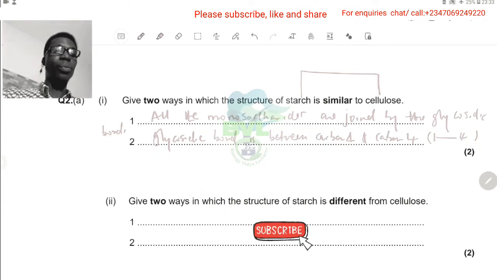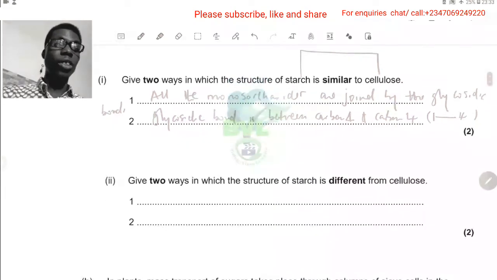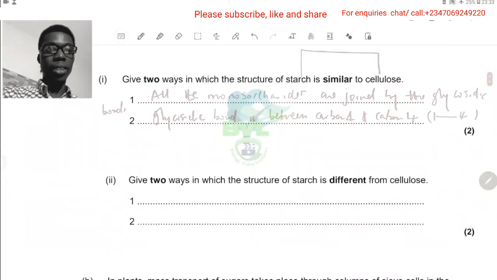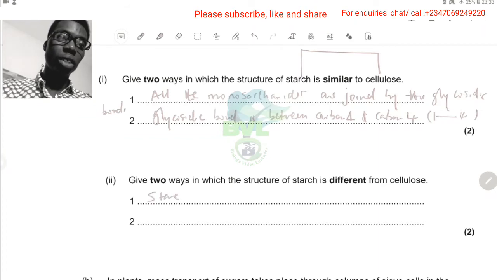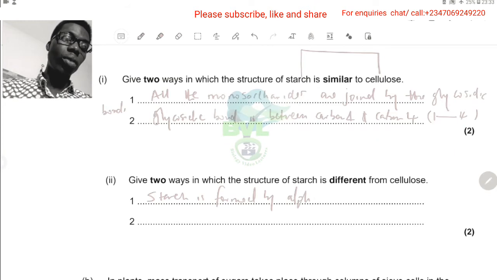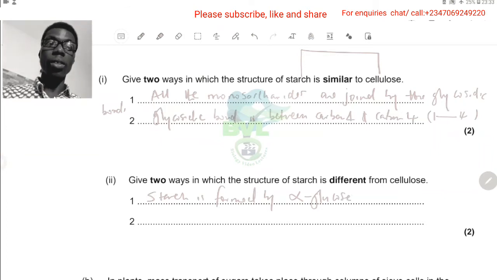So basically, it says give two ways in which the structure of starch is different from cellulose. Now, you're being told, it's in reference to starch now. Okay, starch is formed by alpha glucose. Well, let's just write in short form. Alpha glucose. That's one of the things.